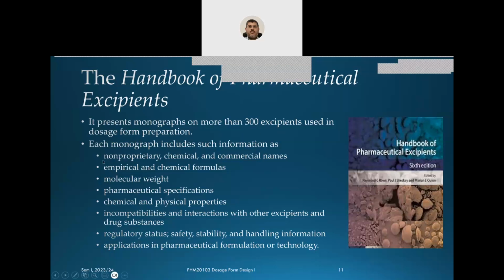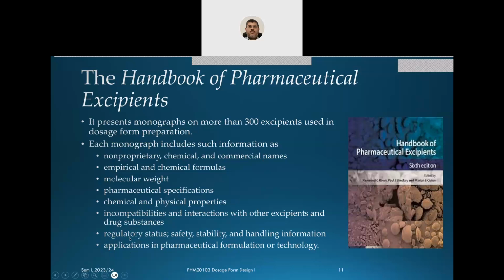We mainly have information about non-proprietary chemical and commercial names, empirical and chemical formulas, molecular weight, and pharmaceutical specifications. For example, it should not include heavy metals more than this amount, okay, and so on. We will show an example. Also chemical and physical properties, incompatibilities, and interactions with other excipients and drug substances. So you can collect this information first and review it before you decide whether it is suitable to include in the dosage form you want to develop or not.